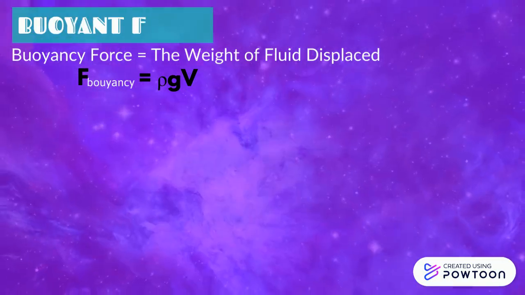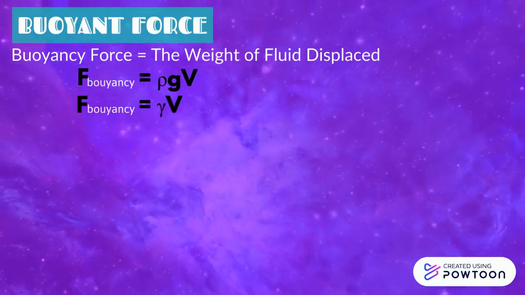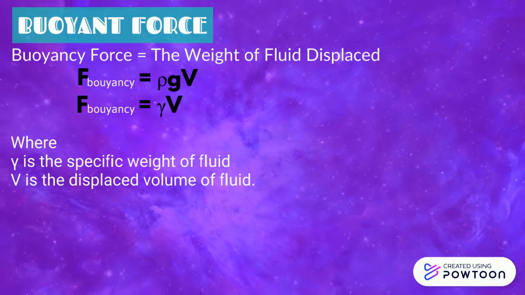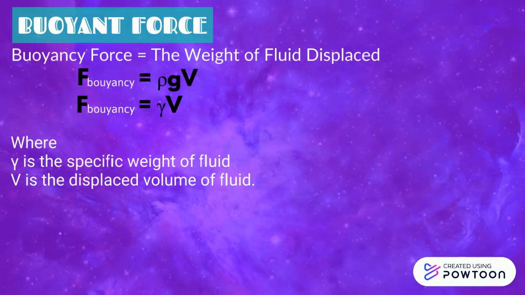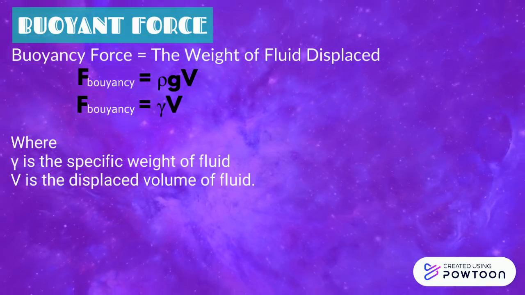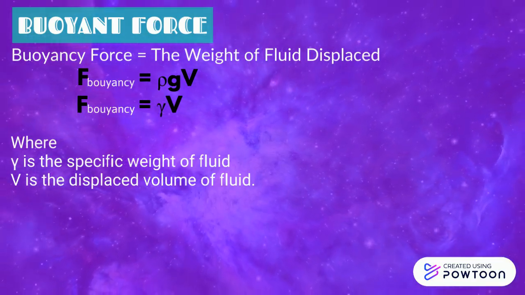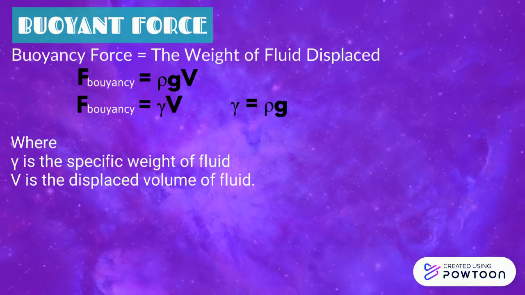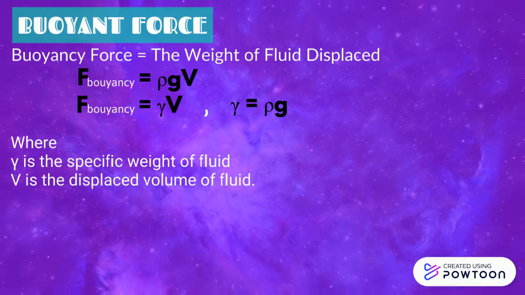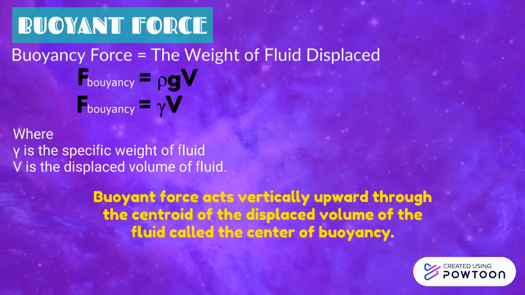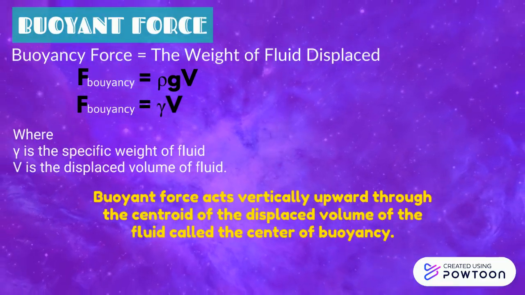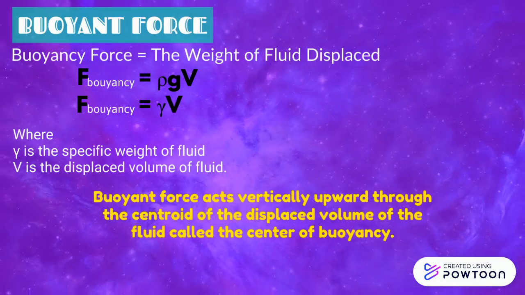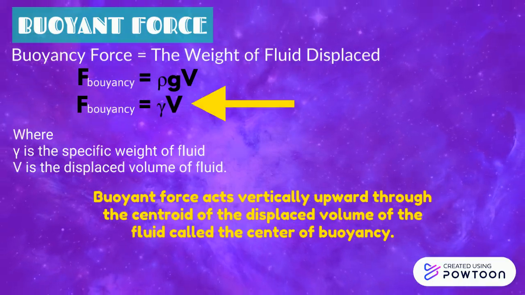So, another formula for buoyancy force is buoyancy force equal to gamma times V, where the gamma symbol is the specific weight of the fluid and V is the displaced volume of fluid. Where did the formula come from? It comes from the specific weight formula. The specific weight formula is rho g, so we substitute rho g with gamma, and we get a new equation for buoyancy force. Buoyant force acts vertically upward through the centroid of the displaced volume of the fluid, called the center of buoyancy. It is given by this formula.